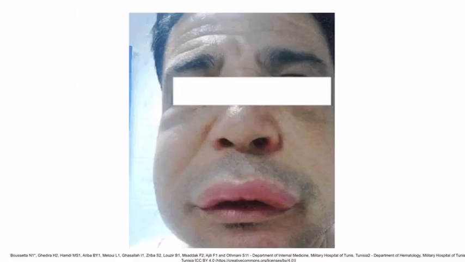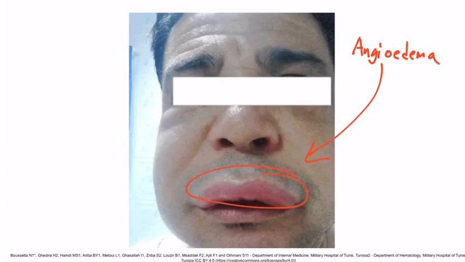And here's a picture of a man during an episode of angioedema. You can notice that puffy lip. And again, this swelling can become lethal if the airway is involved and begins to swell.